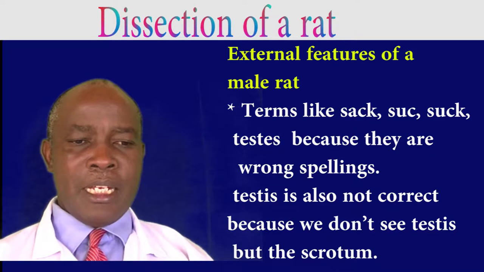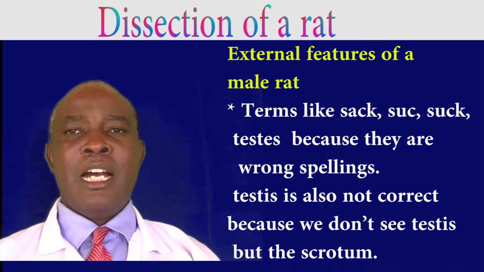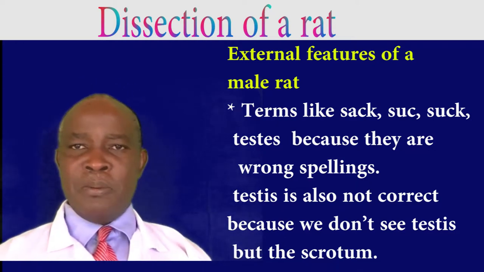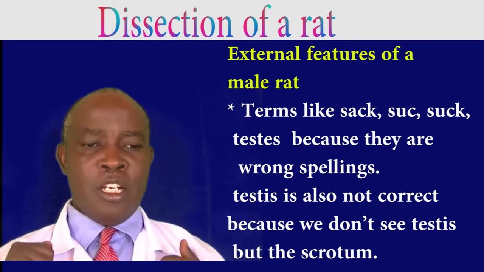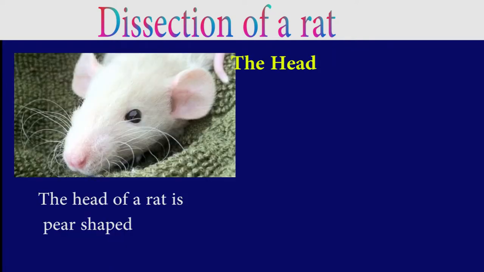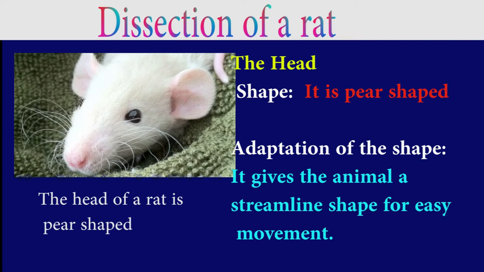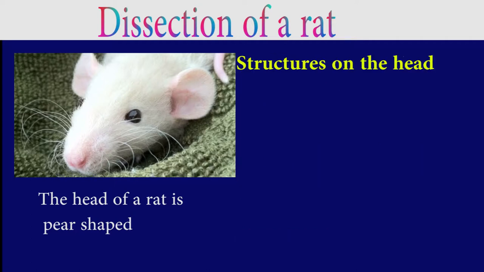Terms like sac and tests are wrong because these are wrong spellings. And you said you are not going to entertain wrong spellings. The head shape is pear shaped. The head of a rat is pear shaped. Adaptation of the shape of the head: it gives the animal a streamlined shape for easy movement.